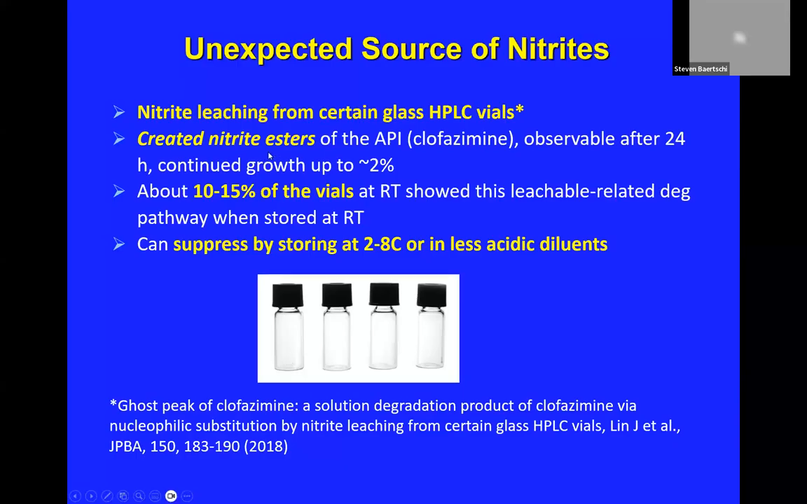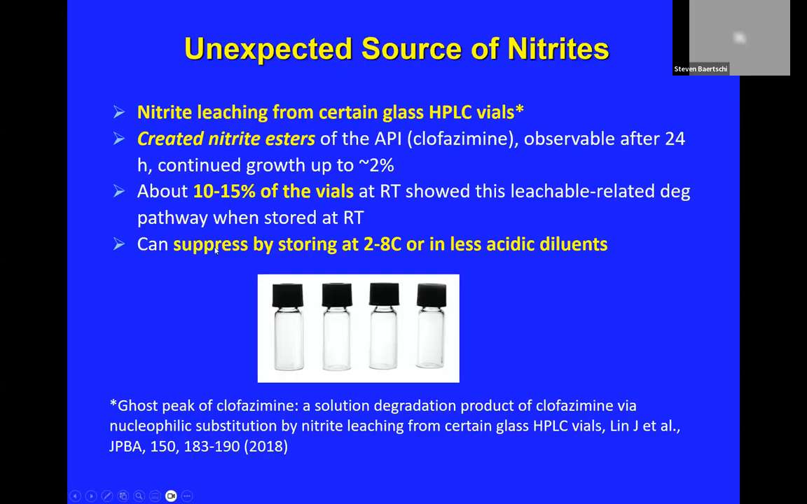so you've got a dilute solution in an HPLC vial waiting to be analyzed, and over time, the nitrite esters of the API were observed after 24 hours, which continued to grow up to 2%. So these are not little trace level peaks. These are pretty obvious peaks. And about 10 to 15% of the vials used in this study would exhibit this particular reaction. And they determined that it was nitrite leaching from the glass of certain HPLC vials.